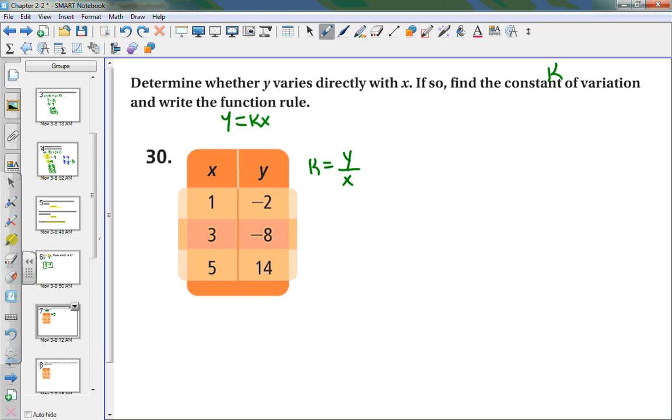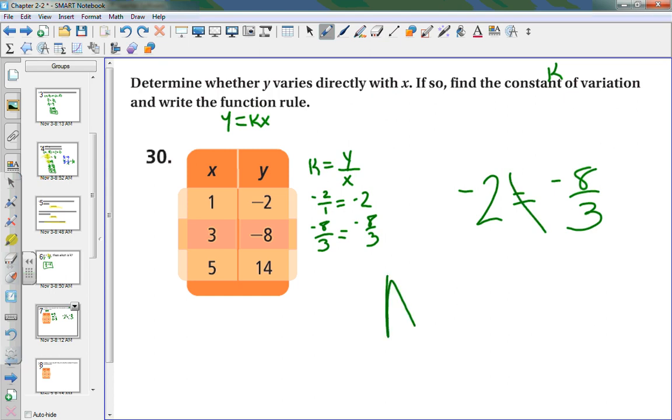What is negative 2 over 1? Negative 2. What is negative 8 over 3? Negative 8 thirds. Now my question to you is, is negative 2 equal to negative 8 thirds? No. Not in this lifetime or any other, I'm sure of it. So since these are not equal, this is not direct variation. Do we see that? Which means I don't have a k, which means I don't have a function rule. Do we get that, yes or no?